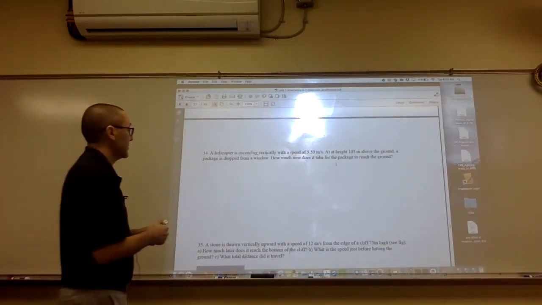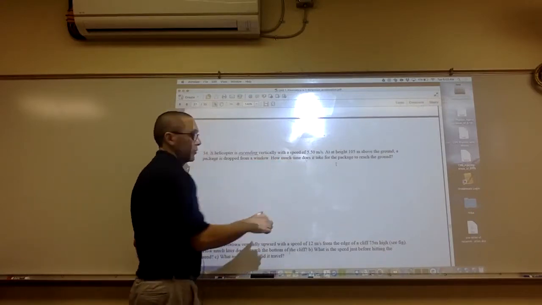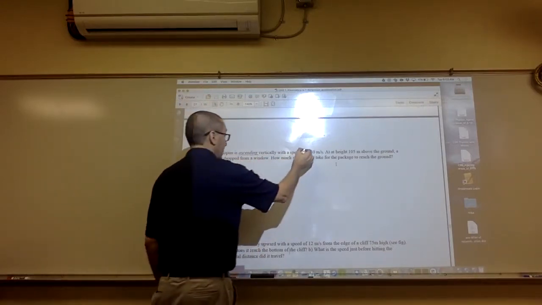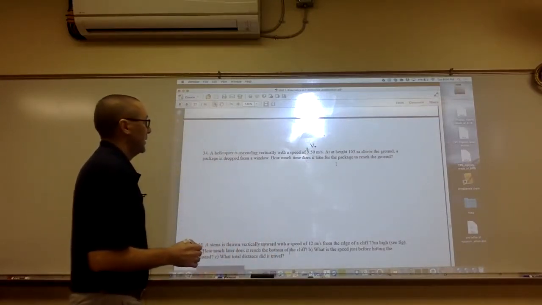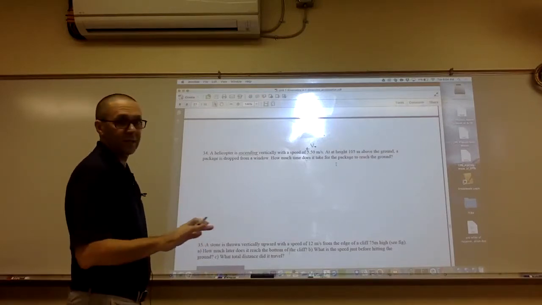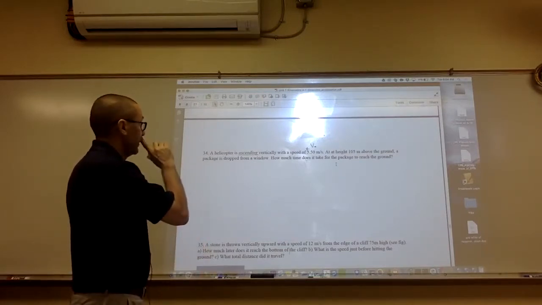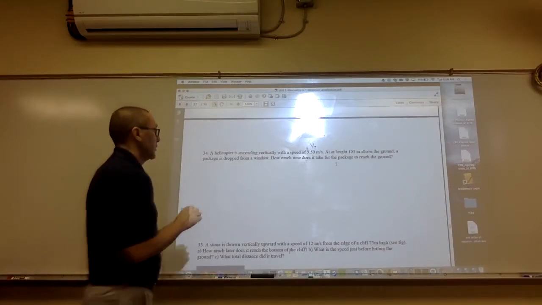A helicopter is ascending vertically with a speed of 5.5. So it's going up, so this is positive. VO is positive. At a height of 105 meters above the ground. So the ground is at negative 105. A package is dropped from a window. How much time does it take the package to reach the ground?